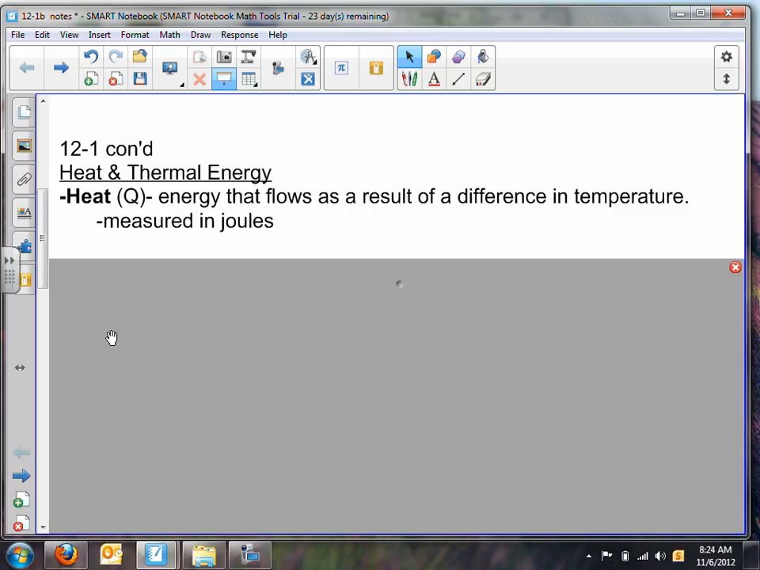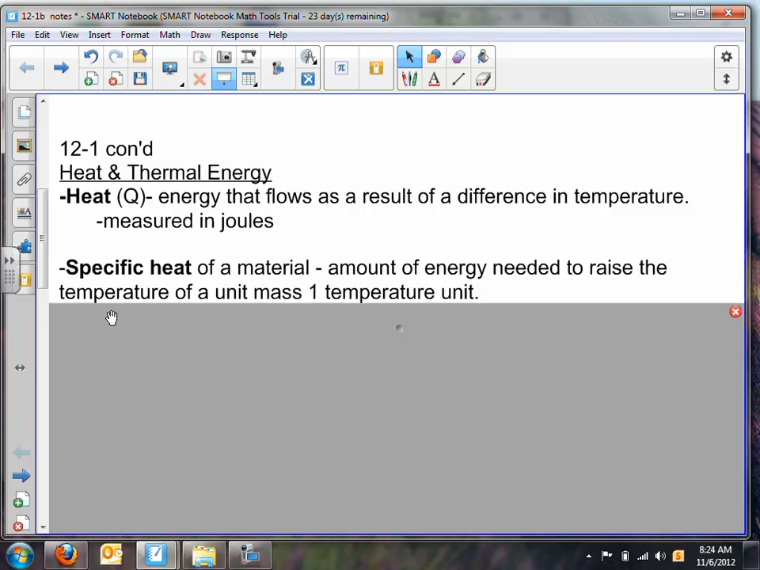Specific heat is different. This is the actual amount of energy it takes to raise the temperature of a unit mass by exactly one temperature unit. Usually, it's the amount of energy in joules needed to raise 1 gram of a substance 1 degree Celsius. Some books have it in terms of the amount of energy to raise 1 kilogram by 1 degree Celsius, or 1 Kelvin. So you need to be careful and check the units, but it's always joules divided by some temperature unit and some mass unit.